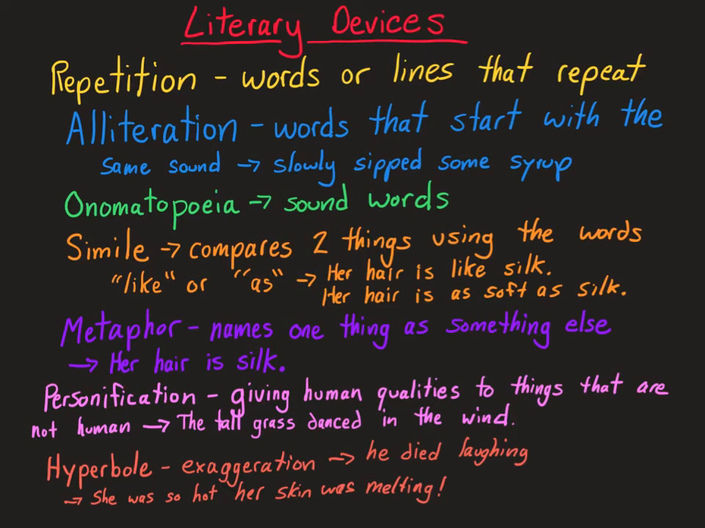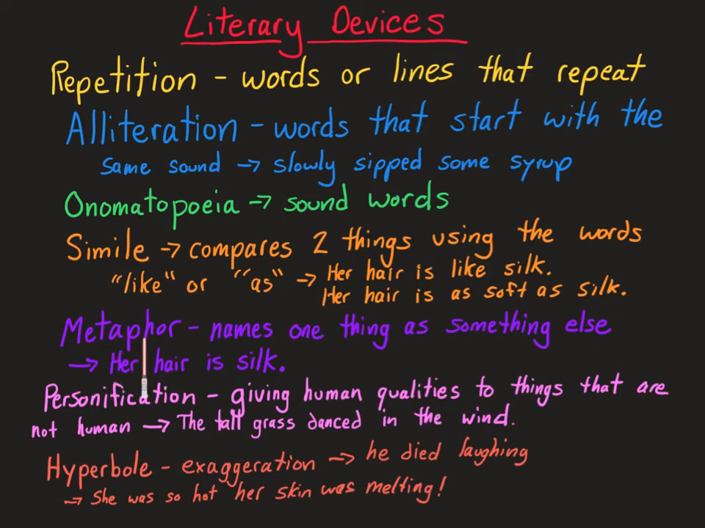Next, in orange, we have simile statements. Okay, a simile compares two things using the words like or as. Similes are easy to find because you look for those words. And I've written the same simile using both. So her hair is like silk, or her hair is as soft as silk.